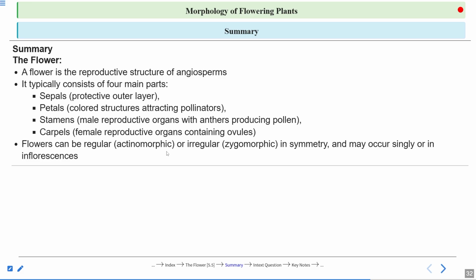Flowers can be regular, that is actinomorphic, showing radial symmetry, or irregular, zygomorphic, showing bilateral symmetry, right? And there are some flowers that do not show any type of symmetry, right?